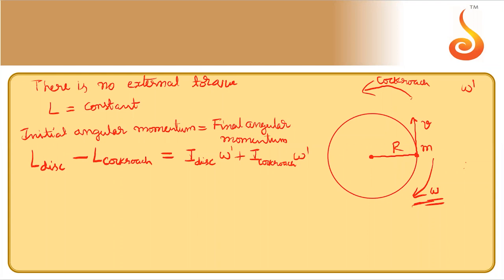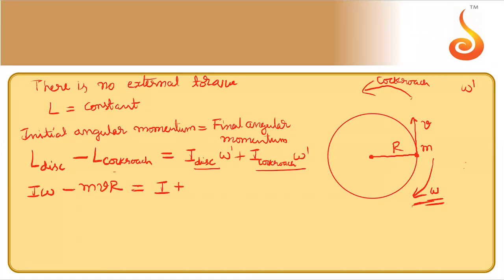Now substitute: the angular momentum of the disk is I omega. The angular momentum of the cockroach is mvr. Correct? If you remember, in Bohr's theory, you use it: mvr is equal to nh by 2 pi. That should be equal to, see, when it comes to halt, both are in the same direction, so you can add them. I can take omega dash common. The moment of inertia of the disk is, they have given it as I.